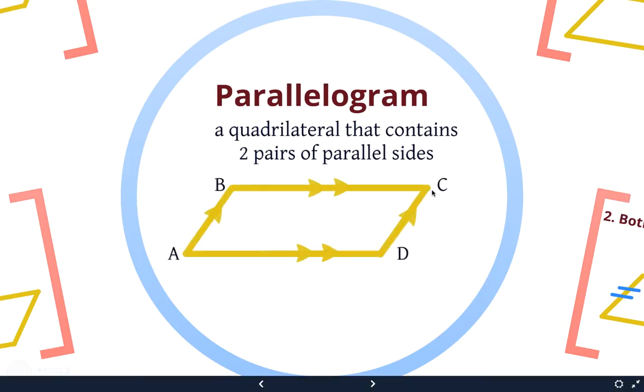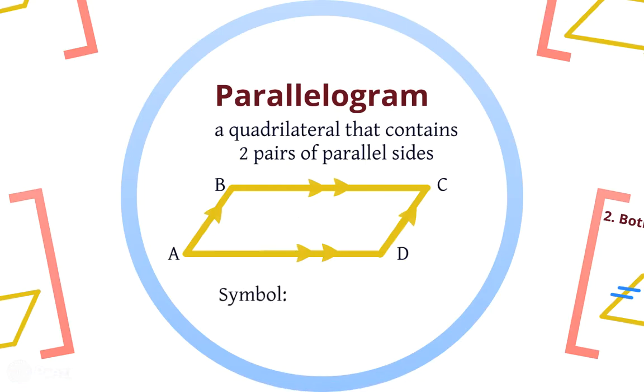So BC is parallel to AD because they have the same amount of arrows marked on each side. And AB is parallel to DC because it also has the same amount of arrows. DC and AB have one arrow while BC and AD have two arrows. So these two are parallel and these two are parallel. Nifty, right? Now let's talk about the symbol we use to denote parallelograms.